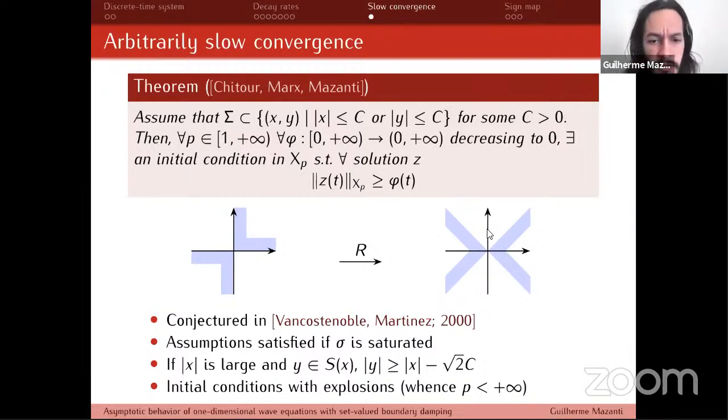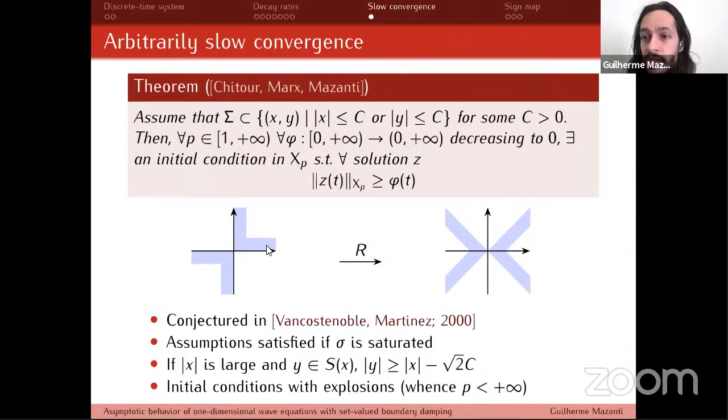And there was a conjecture in the paper by Van Constantinople and Martinez in 2000, saying that they expected to have arbitrary slow convergence in this case. That is, if you take a phi of t that converges to zero as slowly as you want, we can always get a solution that converges to zero more slowly than phi. In this paper, if I'm not mistaken, this result is proved for iterated logarithms in the place of phi. And here we can generalize it and also generalize the kind of boundary conditions that you get.